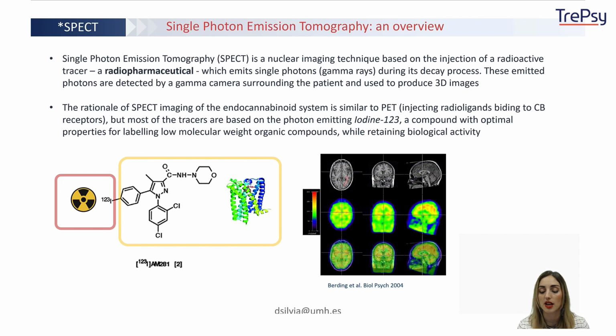In this case, I think this was one of the first in vivo trials of a SPECT tracer, a paper from 2004. And again, this is accompanied by MRI images for the anatomical localization, but you can already see that the resolution of the SPECT is quite low even compared with PET, and of course much lower than MRI.